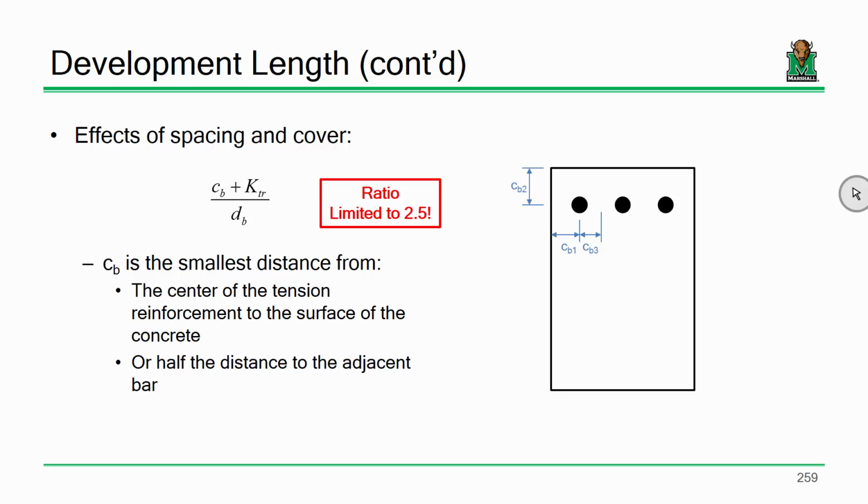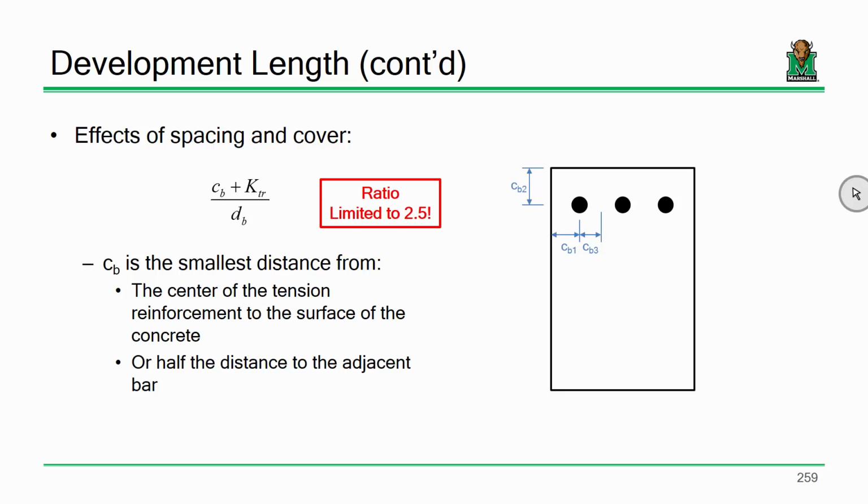All right. Now, this ratio on the bottom, that denominator that we saw, (c_b + K_tr)/d_b, okay? This sort of takes into account the effects of bar spacing and cover. Now, let's start off with c_b. So I have here this reinforced concrete beam, and I've got 3 different distances indicated. I've got c_b as being from the center of the bar to the edge, or from the center of the bar halfway over to the next bar.